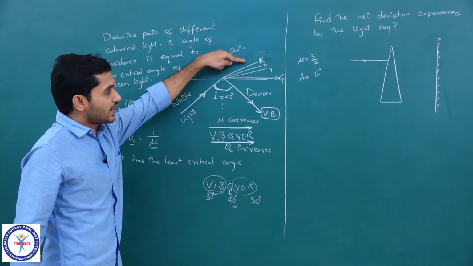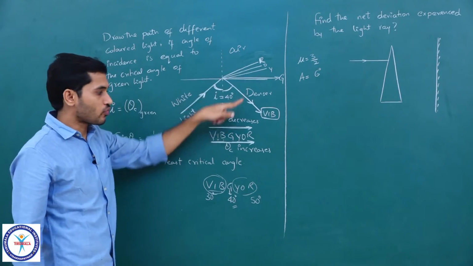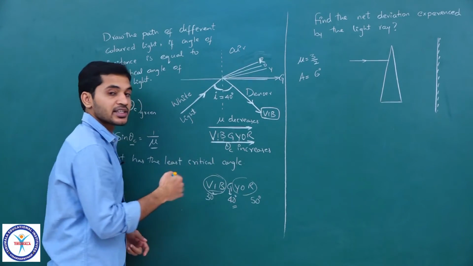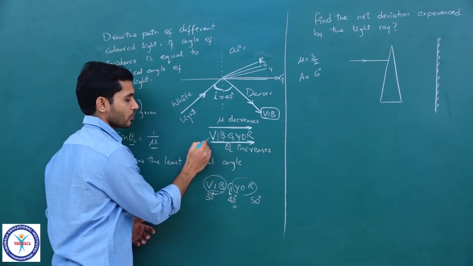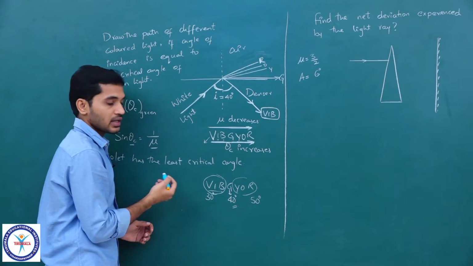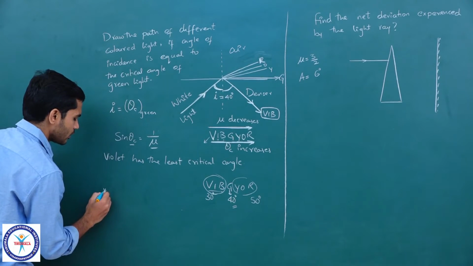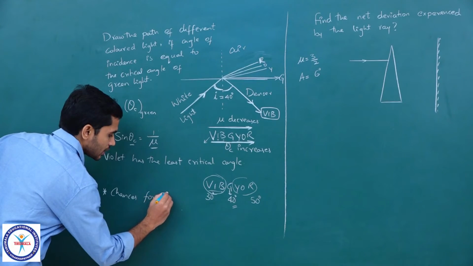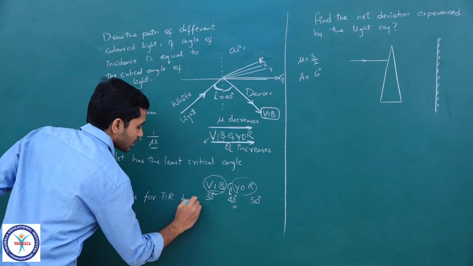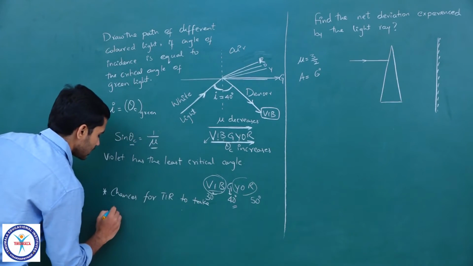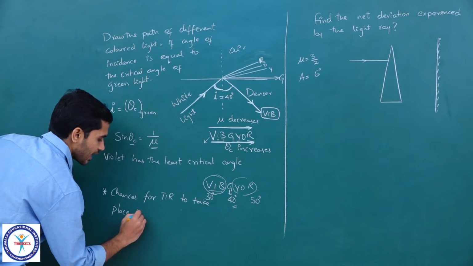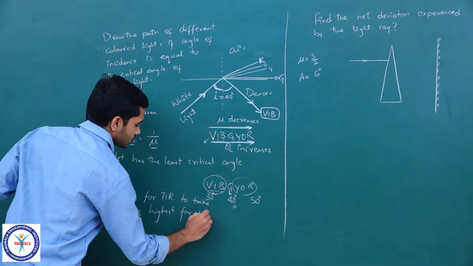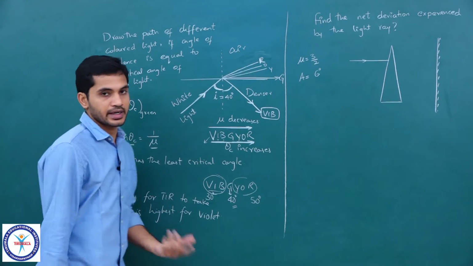So, we can say that red has the least probability out of all the VIBGYOR to undergo TIR, and violet has the highest probability to undergo TIR. So, chances for this to undergo TIR are greater. I will write it down as well, you can note it down. So, chances for TIR to take place is highest for violet and it is the least for red, clear.